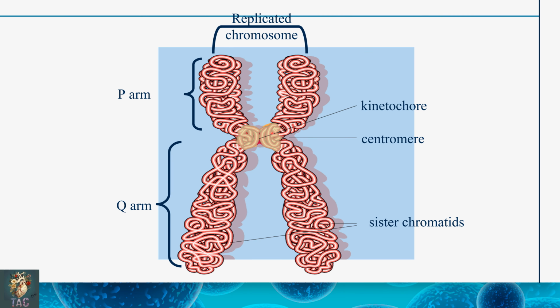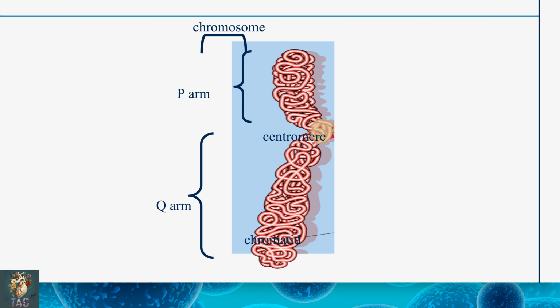In this slide, you can see the chromosome and its structure. This is the centromere, where you can see the kinetochore is present. This one is the short arm, also called the P arm. This one is the long arm, also called the Q arm. These are the sister chromatids, and this is the replicated chromosome. And this is the chromosome having the P arm, the kinetochore, and the Q arm.